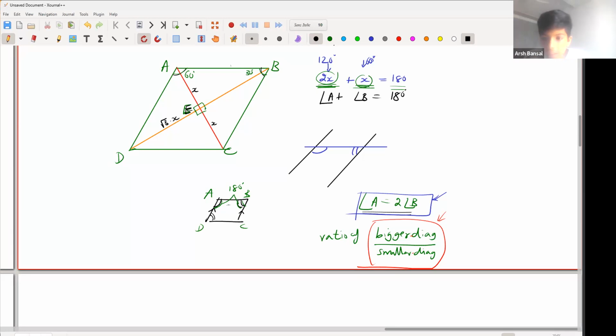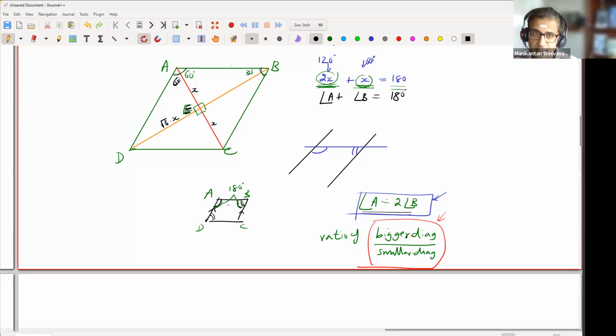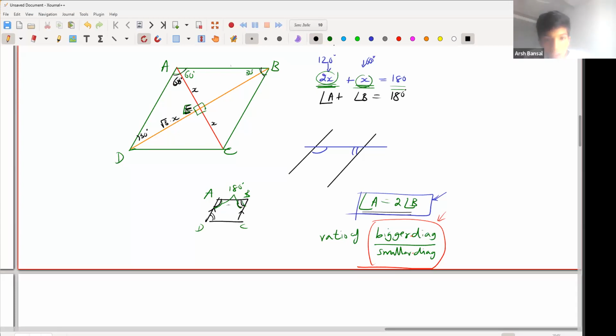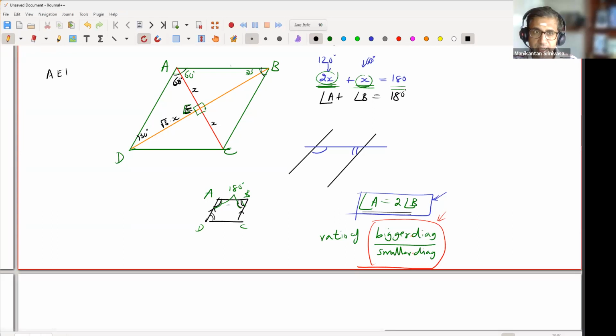Arshi is asking, how did you get this? Explain that, Sukrit. I don't remember how we derived it in the class, but he's not even asking that. Arsh, you agree that this is a 30, 60, 90 triangle? Yes, sir. AED is a 30, 60, 90 triangle.